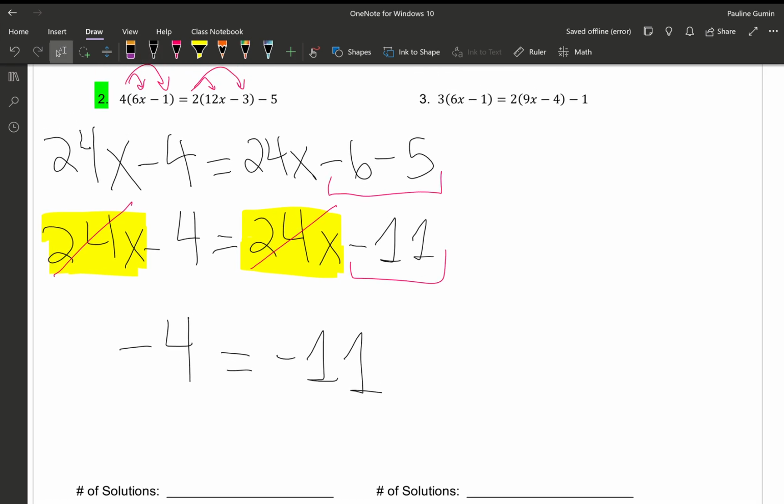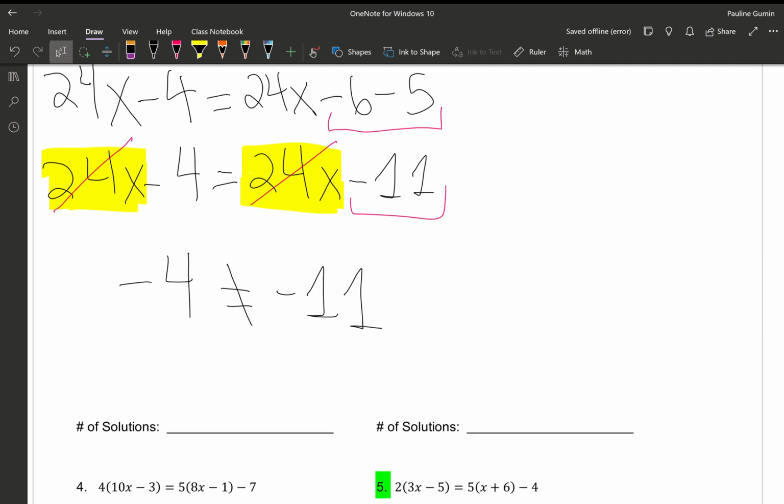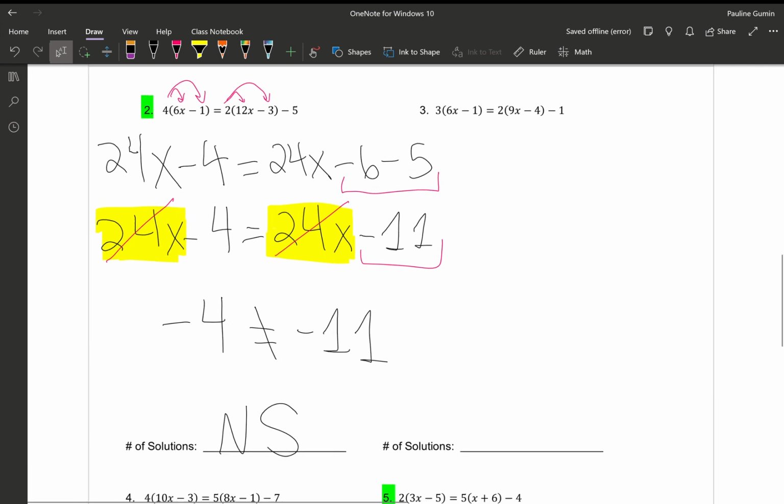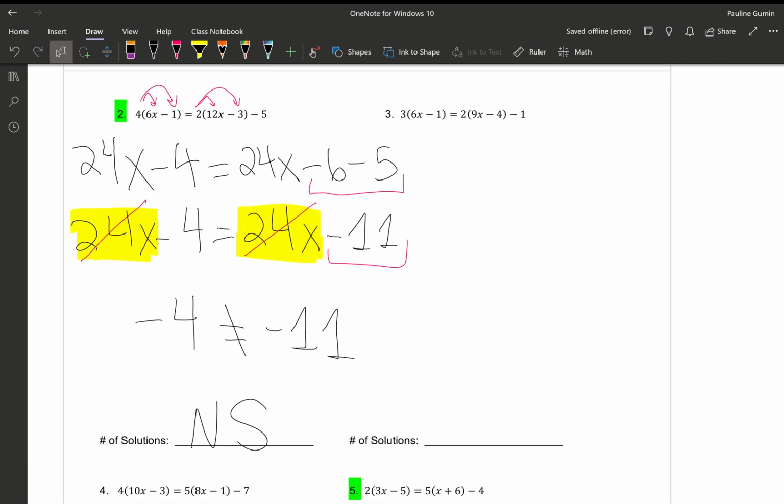Does negative 4 equal negative 11? Absolutely not. Those are 2 different numbers. So we have no solution. And, of course, you're always welcome to use our shorthand in math, NS, for no solution.